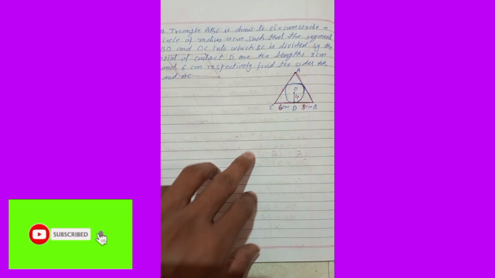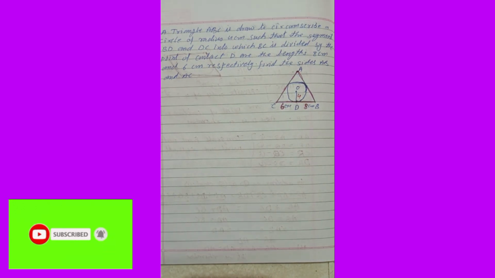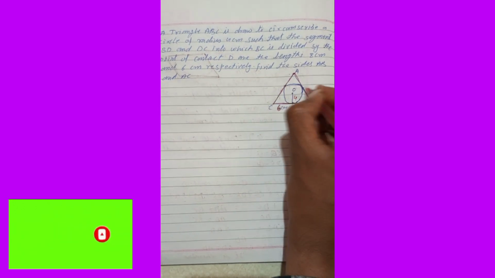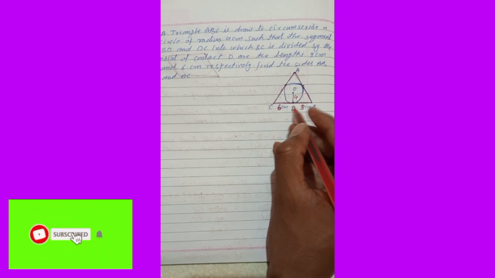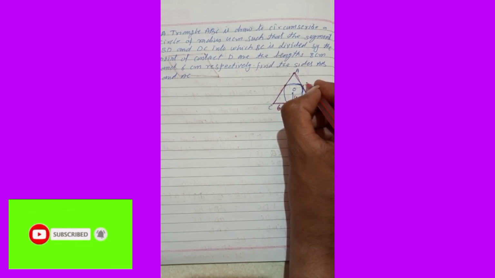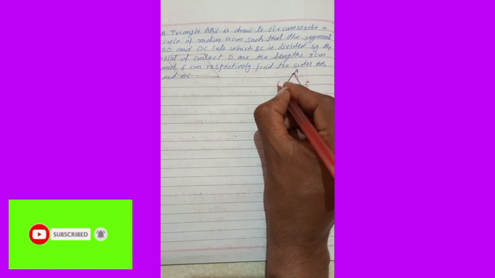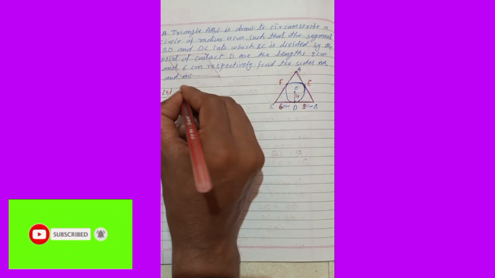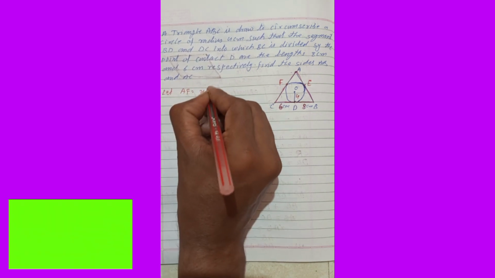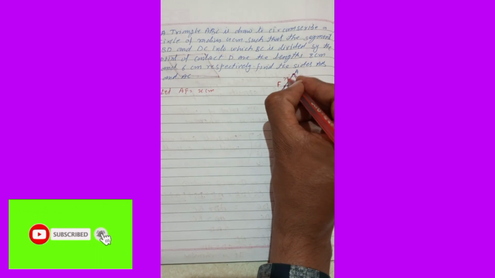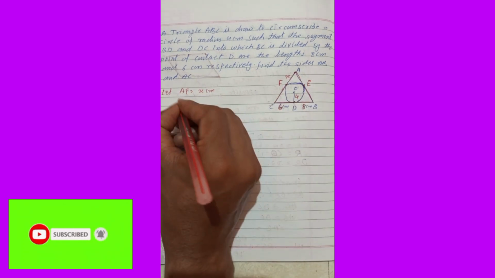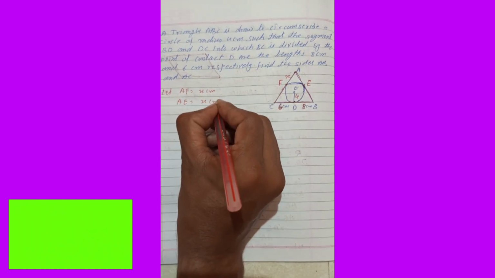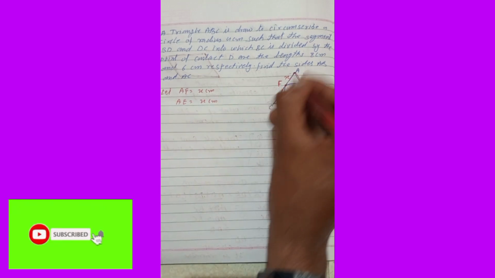Then find the length of AB. We are going to find the length of AB. Suppose these are the contact points: here E, and here F. Now let AF be equal to x centimeter. Then AE will also be x centimeter, because AF is equal to AE.